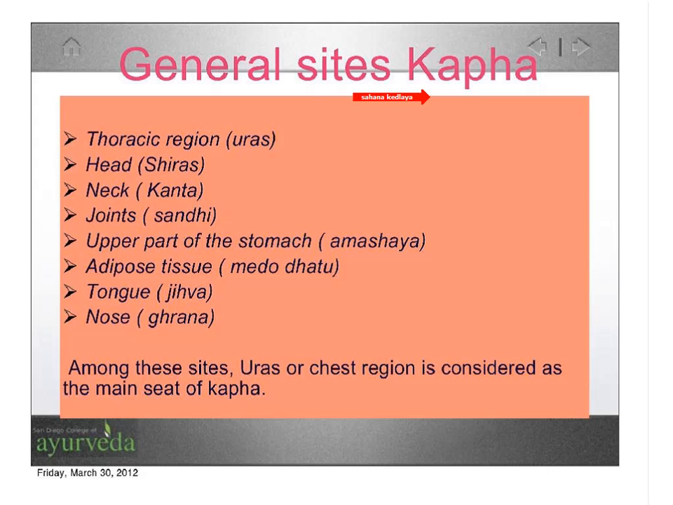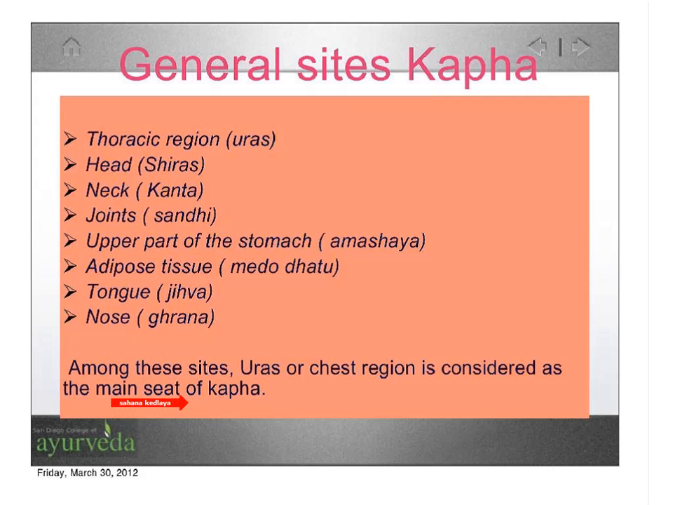And even at the gross level, all the bodily structures like the muscles, bone marrow, adipose tissue, etc., can be attributed to Kapha. All those can be considered as seats of Kapha. But for understanding purposes, some of the important sites are listed as the general sites of Kapha, and among them the upper chest area is considered the main seat for Kapha.